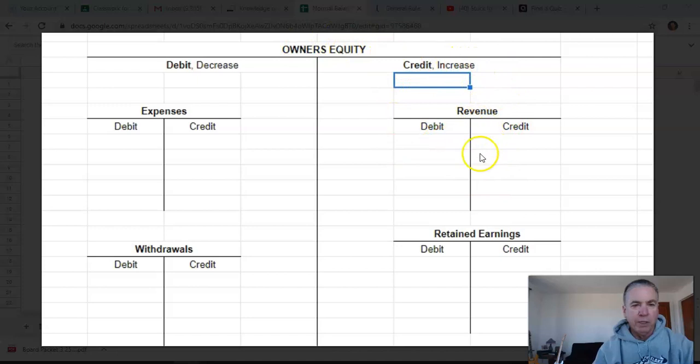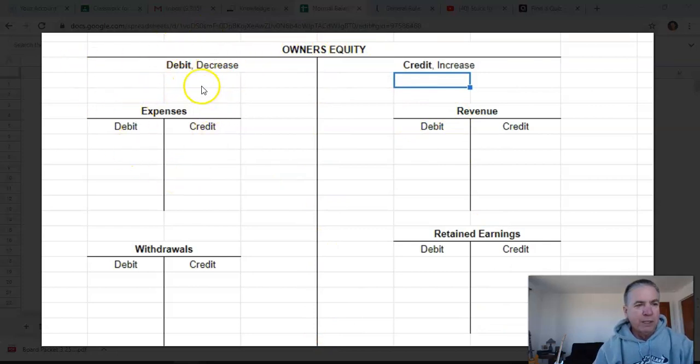So I have a little t within the big T, but I've placed it on the normal balance side for this classification of account. The normal balance for retained earnings is a credit, so I've put it on the credit side of the giant owner's equity T account. And likewise over here.